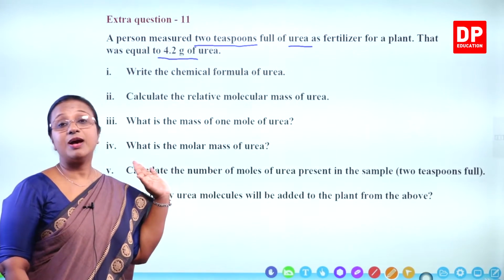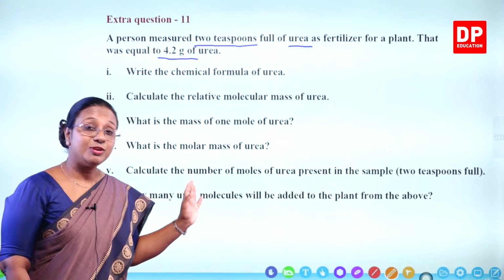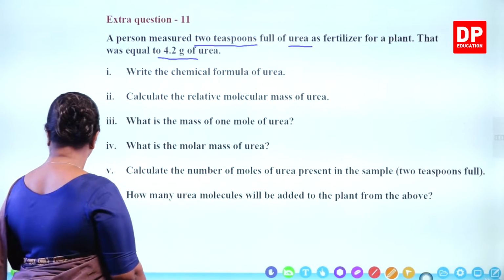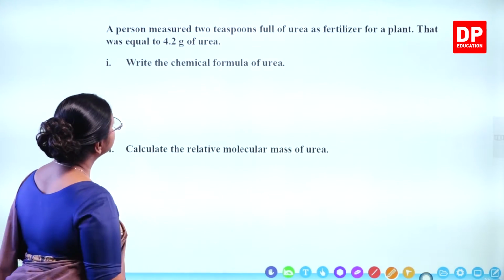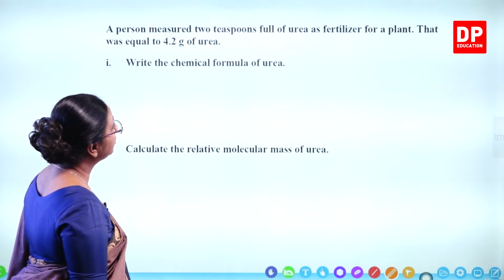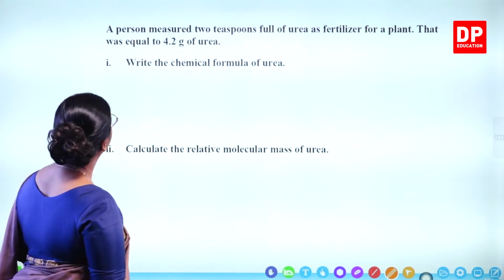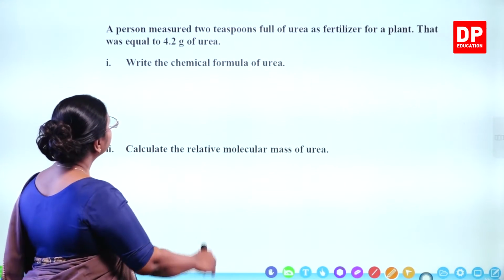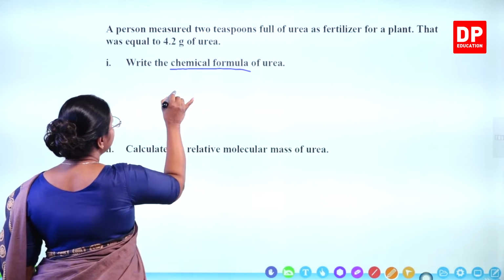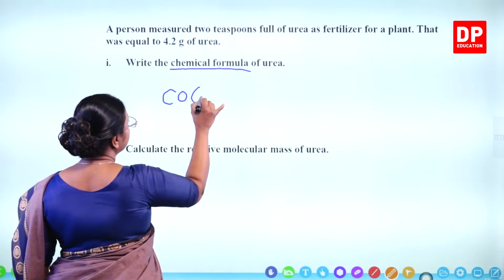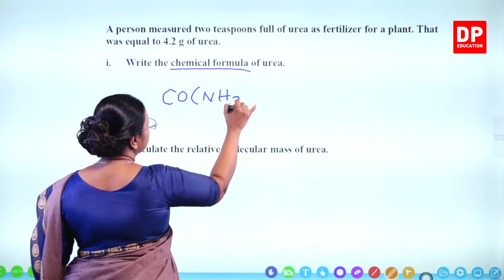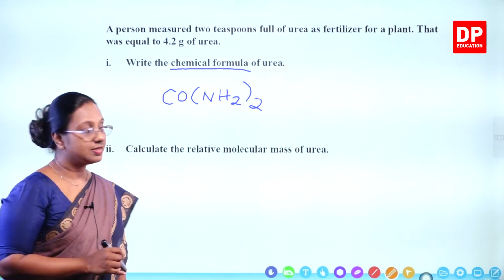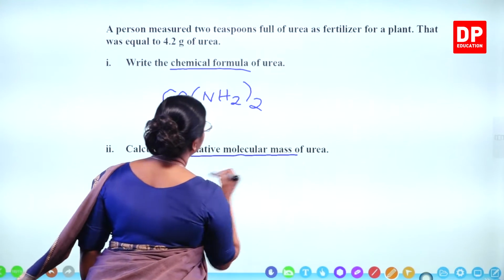So now that you have been practicing questions, this would have become very simple. You can answer it quickly. We will do that now. Person measured 2 teaspoons full of urea as fertilizer for a plant. That was equal to 4.2 grams of urea. Write the chemical formula. So what is that? You can remember, CONH2 twice.